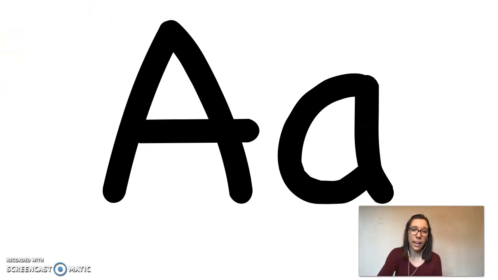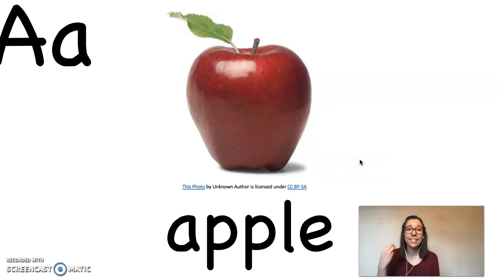We make capital A by starting at the top, drawing a line down, going back to the top, drawing another line down, and crossing. We draw lowercase a by drawing a line down, and then drawing a loop around. A says A, as in apple. We see the word apple here, and we see the A at the beginning. Apple is for A.